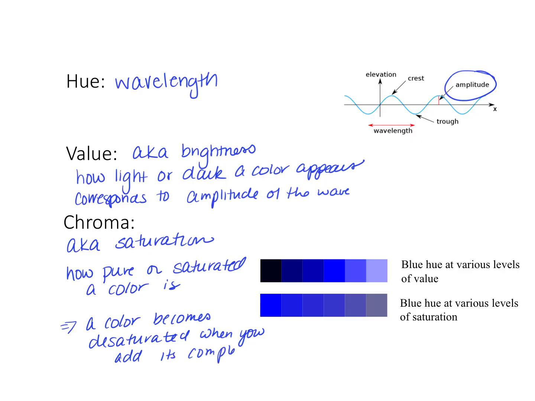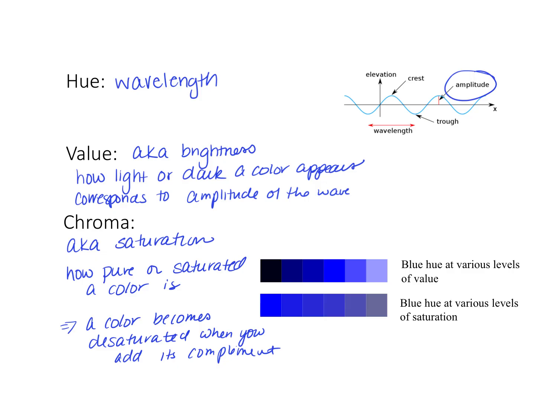And so you're muddying it up. So for example, this is a blue hue at various levels of value. So when we talk about value here, we are going from a very low value to high value, right? With the blue. This is a blue hue, so same wavelength, but at various levels of saturation, right? So this is really saturated, and then this would be what we would consider desaturated. So we've mixed in a little bit of the complement there, and it's desaturated.